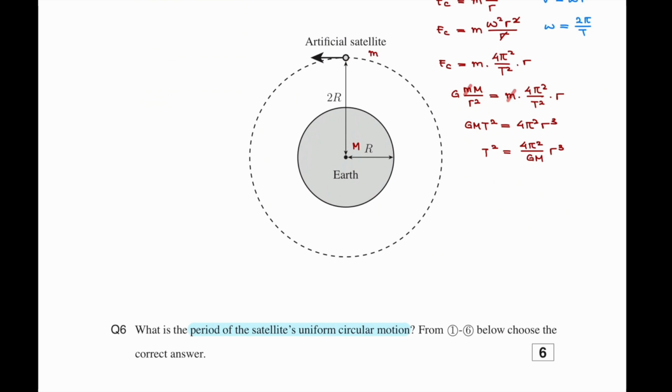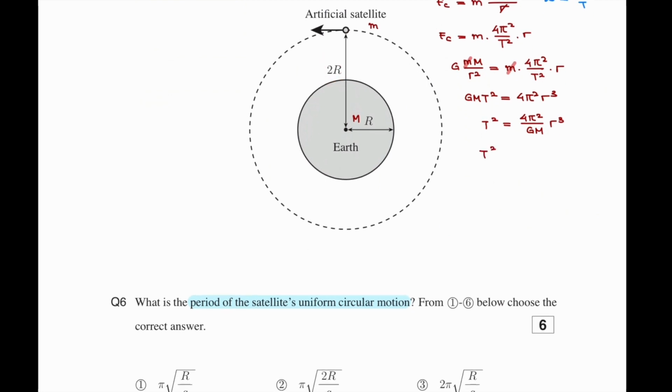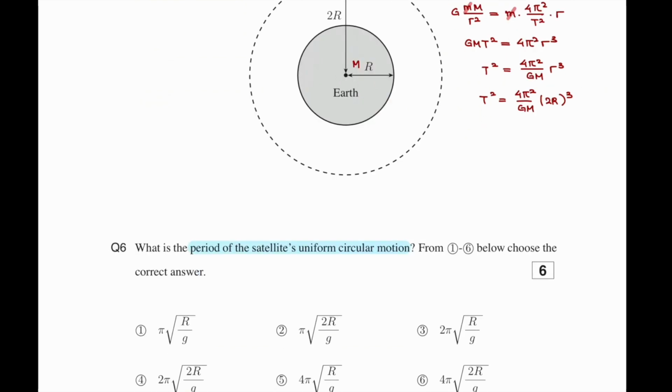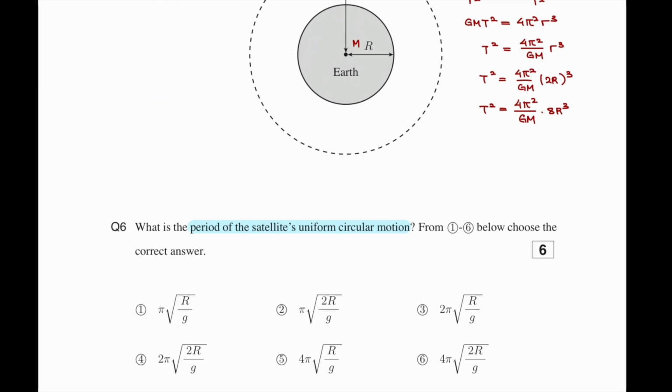Okay, let us change r here into 2r. Then I will get T square equals 4 pi square over G M times (2r) cube. Then I will get T square equals 4 pi square over G M times 8r cube. And then the square root of this expression equals the period.